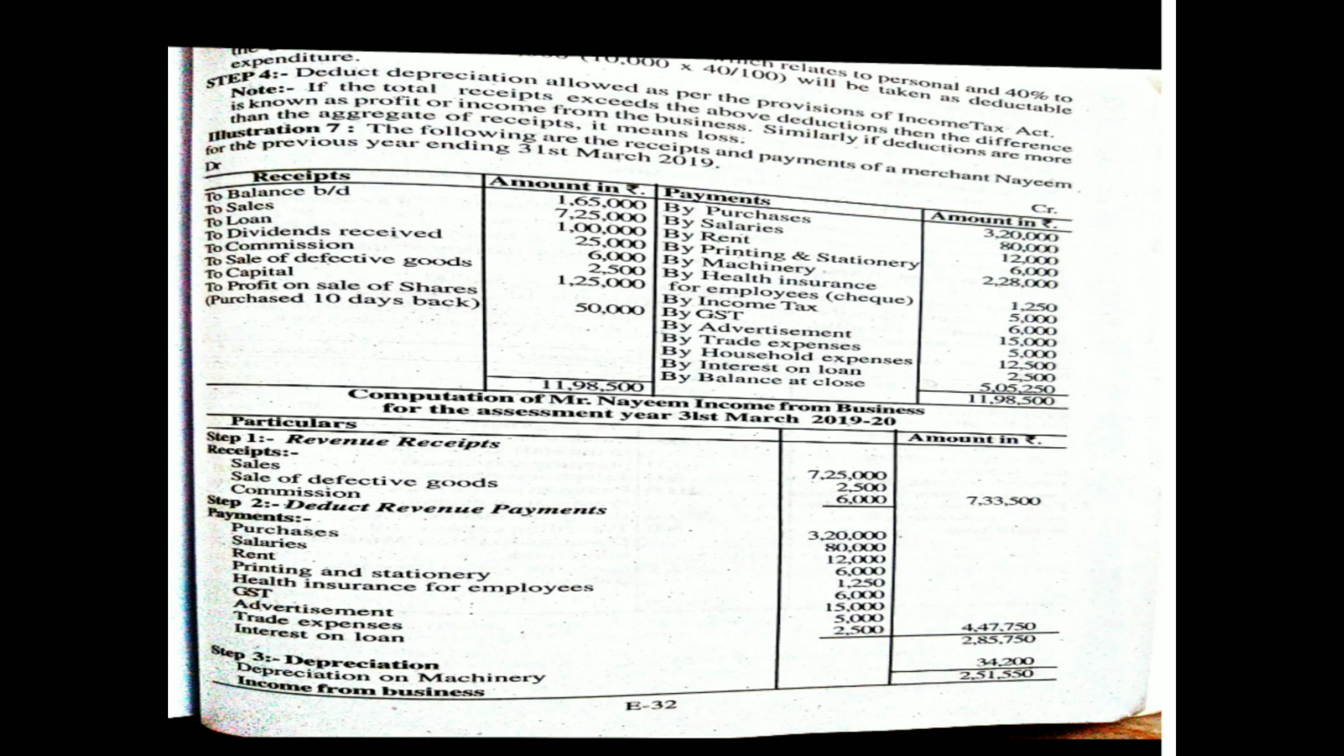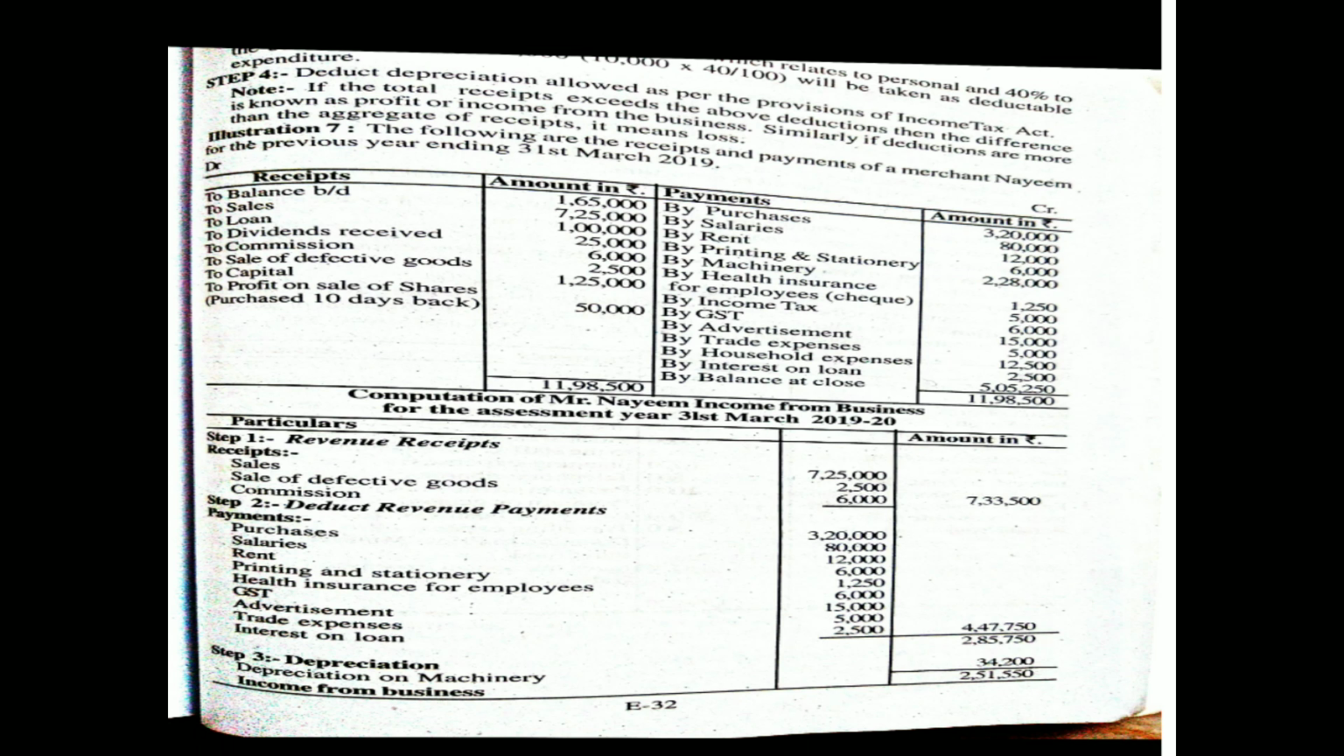Purchase of machinery is a capital expenditure. However, depreciation on machinery will be allowed as a reduction. GST paid will be allowed as a reduction, but income tax paid will not be allowed as a reduction. Next, health insurance premium paid through cheque is allowed as a reduction. And the next one is household expenses. You know it better, it is a personal expenditure. That's why it is not allowed as a reduction. Next one, balance at close, means cash or bank balance at the end. Now, depreciation on machinery.